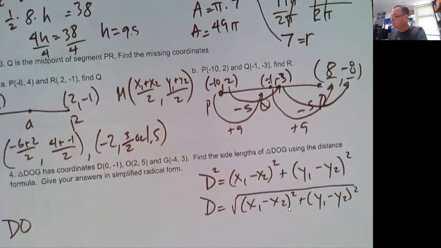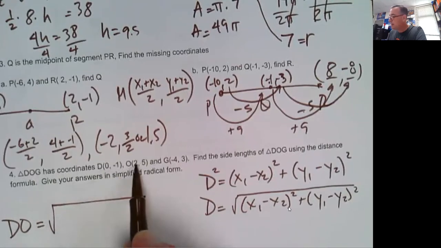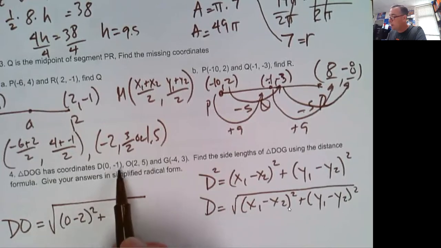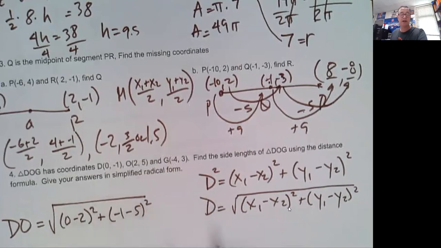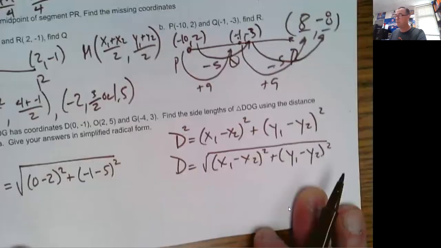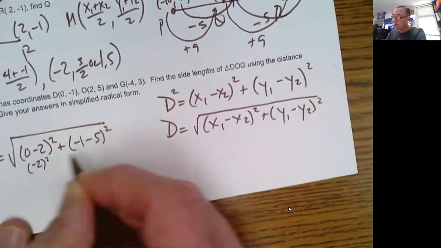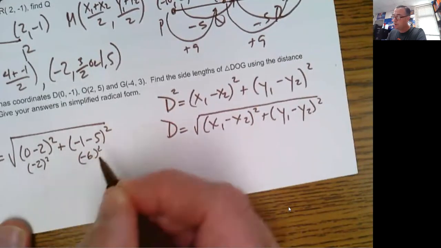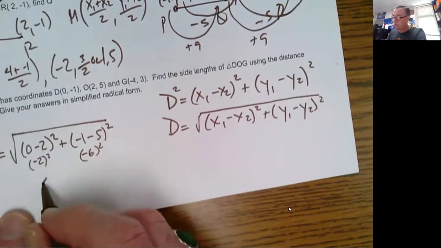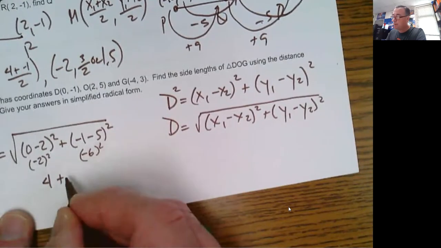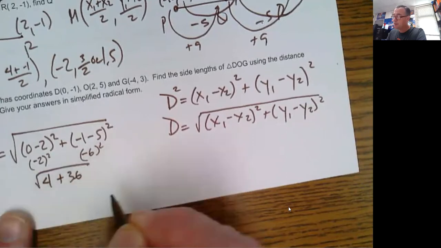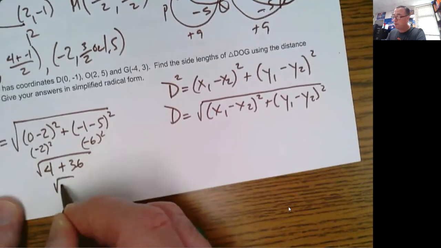So for DO, for plugging it into this big square root, x and x, we subtract those. So 0 minus 2 squared, and then y and y, -1 minus 5 squared. I always write it all out and try not to do it in my head because it shows me where things are from. Now I can do this part in my head. I know that that's -2 squared. I know that that's -6 squared. -2 squared becomes a +4. -6 squared becomes a +36. So when I'm done with that, I will put the square root of 40.